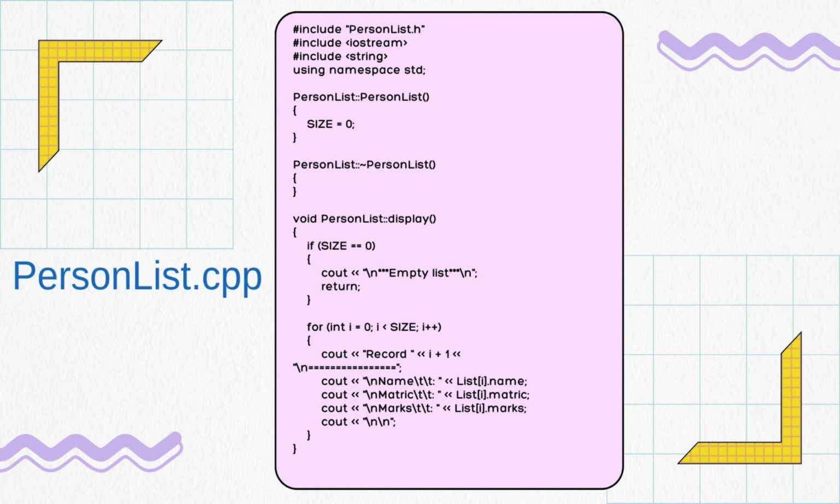Next, we have the personlist.cpp file, which implements the methods defined in the header file. The constructor initializes the list to 0. The destructor currently does nothing but is defined for completeness. The display method shows all student records and if the list is empty, it will show empty list.